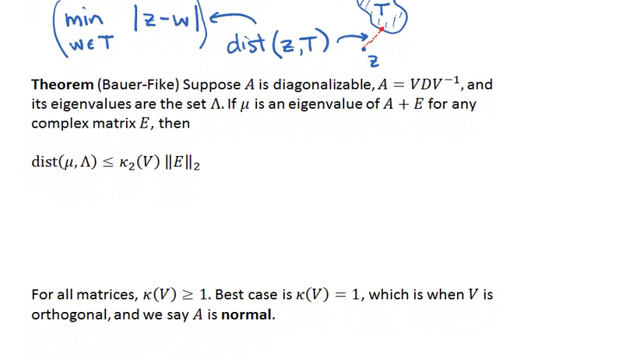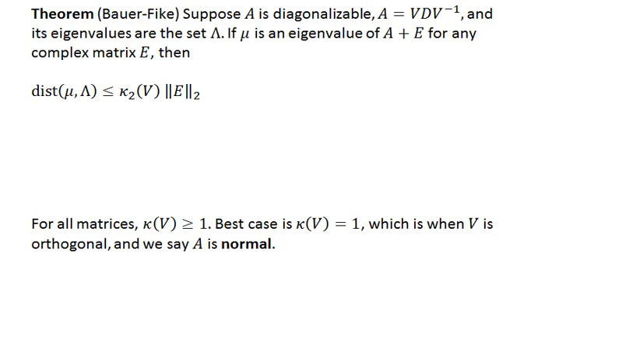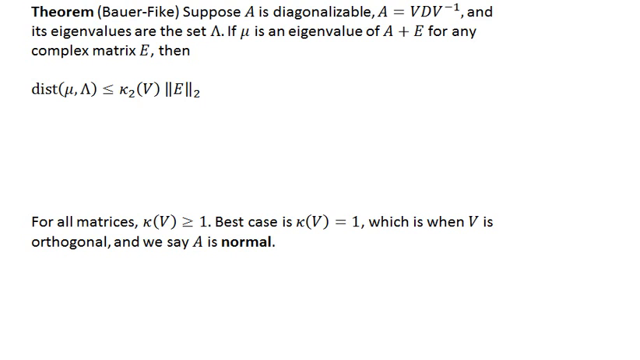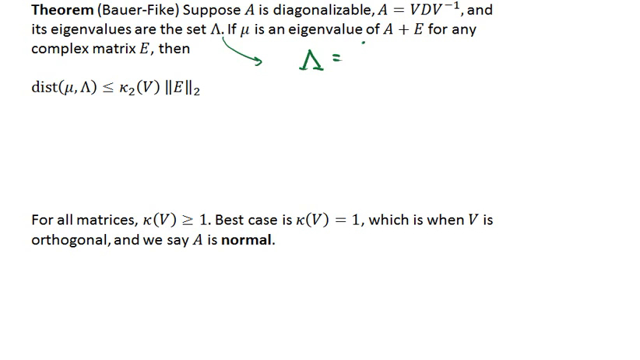Okay, so that's a pretty natural definition. With that definition, we can state our main result, which isn't too hard to prove. It's in the book, but it's a number of steps, so I'm going to leave it out here. So suppose A is some diagonalizable matrix. So we have it in terms of a matrix of eigenvectors V and a diagonal matrix of eigenvalues D. Okay, and then we just write the eigenvalues as the set capital lambda. So capital lambda in this case is just the set lambda 1, lambda 2, and so on, up to lambda n.